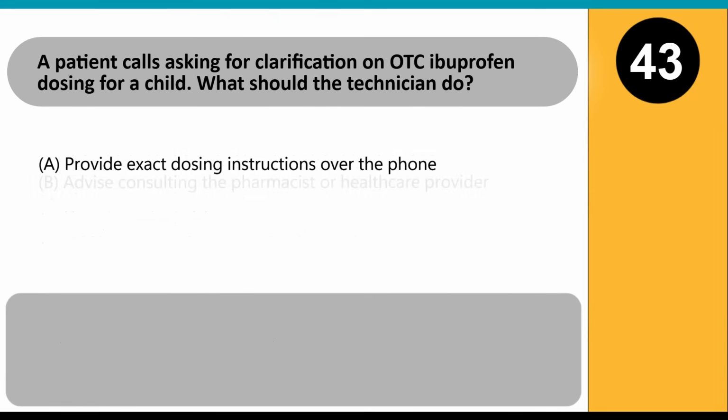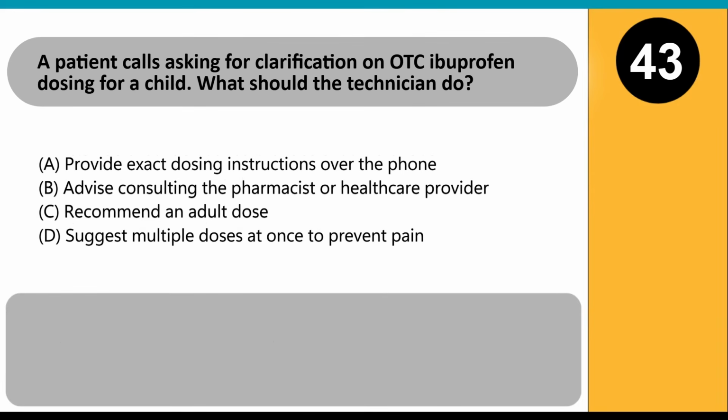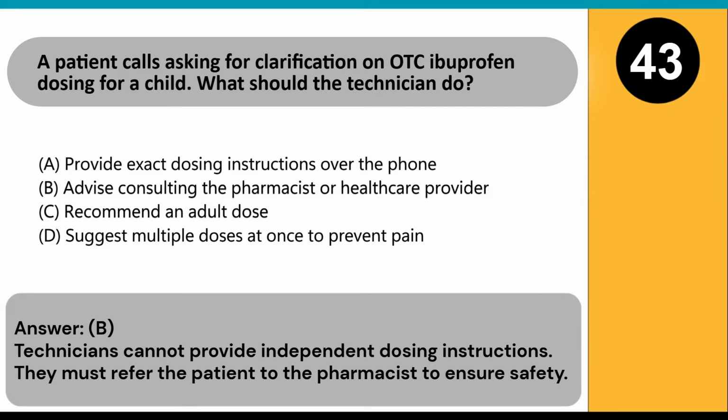A patient calls asking for clarification on OTC ibuprofen dosing for a child. What should the technician do? A. Provide exact dosing instructions over the phone. B. Advise consulting the pharmacist or healthcare provider. C. Recommend an adult dose. D. Suggest multiple doses at once to prevent pain. Answer B. Technicians cannot provide independent dosing instructions. They must refer the patient to the pharmacist to ensure safety.